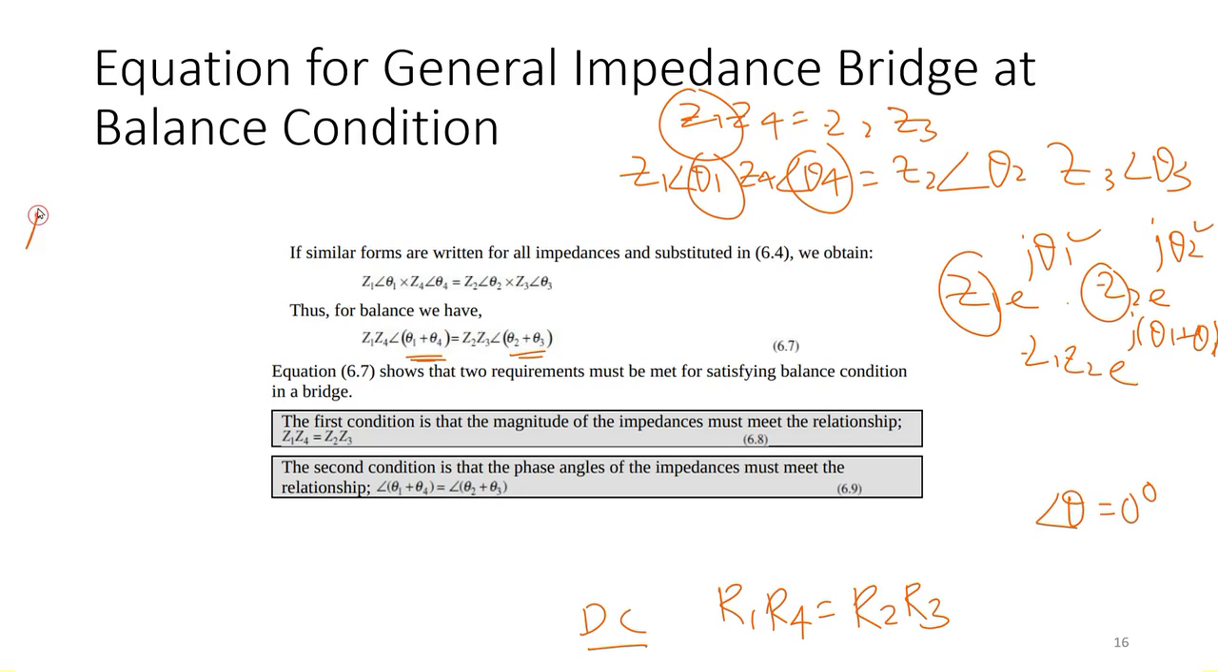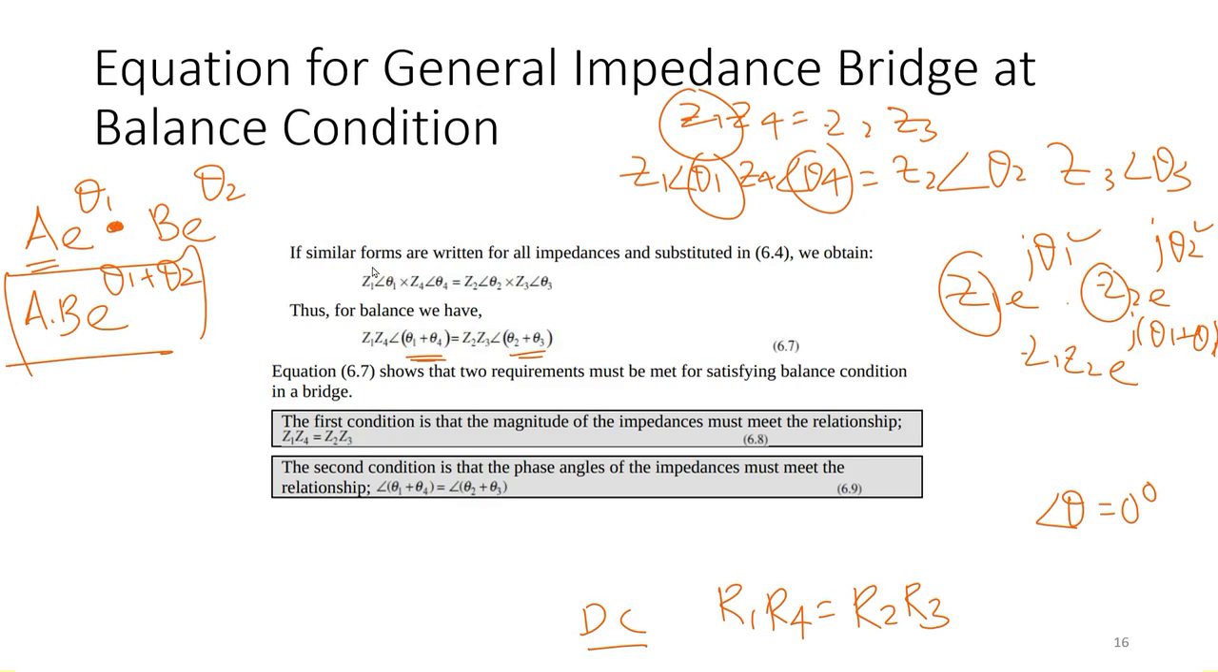Why are these added? Because the amplitudes are the coefficient part of the exponent, and theta is from the exponential part of this e. So A into B, and e is common, with theta 1 plus theta 2. This is what happens here. So Z1 and Z4 are multiplied and their thetas are added. Similarly Z2 and Z3 are multiplied and added, for amplitude and phase conversion.